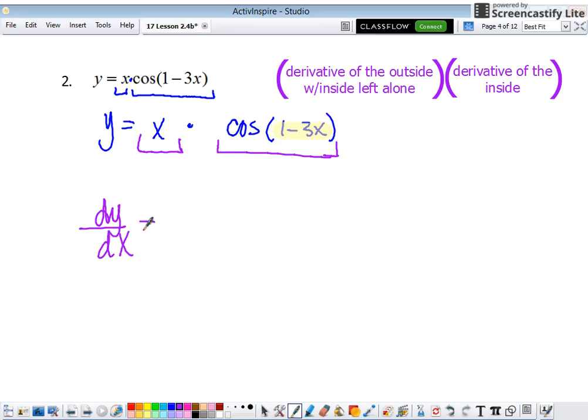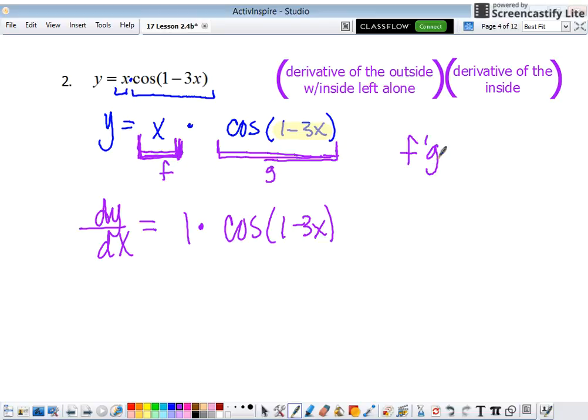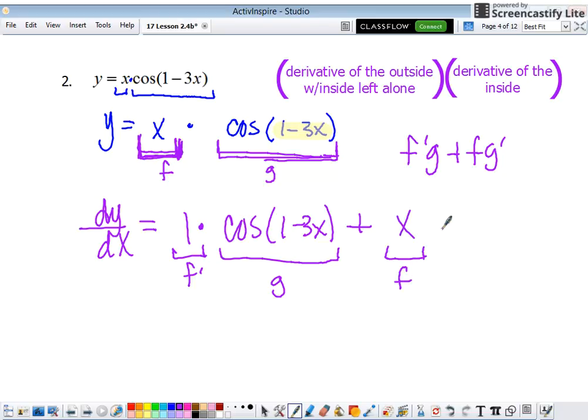Derivative is going to look something like this. The derivative of the first, I'm using the product rule, derivative of the first is 1 times the second, cosine of 1 minus 3x. Notice I'm not taking the derivative of this part, it's just the derivative of the first times the second. Remember the product rule? Derivative of the first times the second plus the first times derivative of the second. So this is f prime right here. This is g. Okay, plus, now I need the first, which is x. That's my f. And now over here, I need g prime.